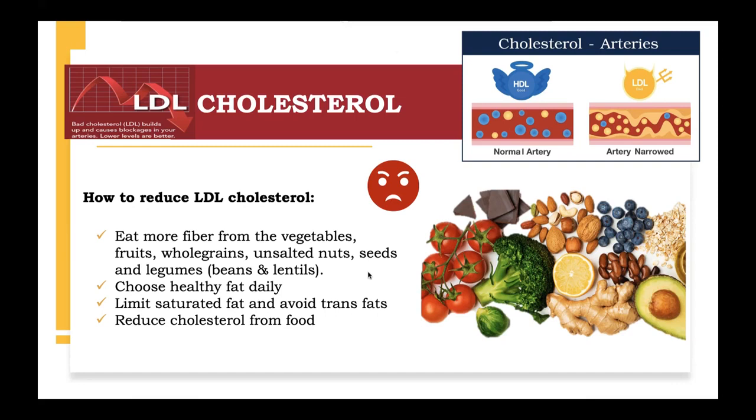Things we can do to reduce LDL or bad cholesterol is to eat more fiber. Fiber soaks up that bad cholesterol and allows it to be eliminated out of the bloodstream. Foods high in fiber include vegetables, fruits, whole grains, unsalted nuts, seeds, and legumes such as beans and lentils. Choosing healthy fat daily can also help lower bad LDL cholesterol. We will be discussing all kinds of fats in the oncoming slides, and limiting saturated fat and avoiding trans fats will also help.